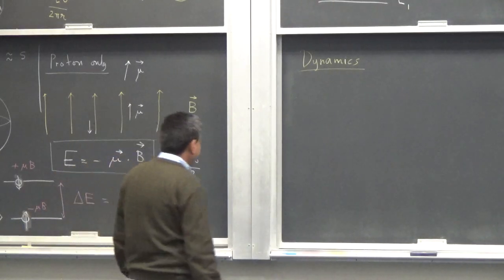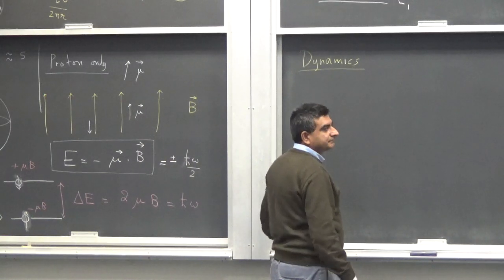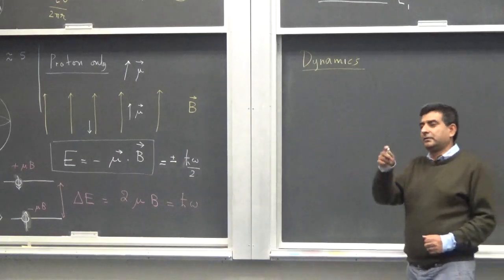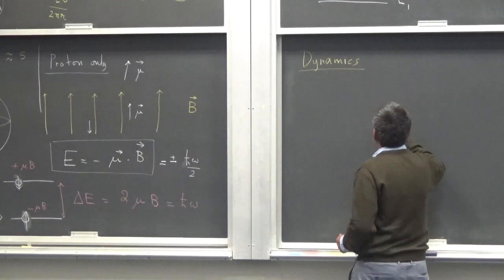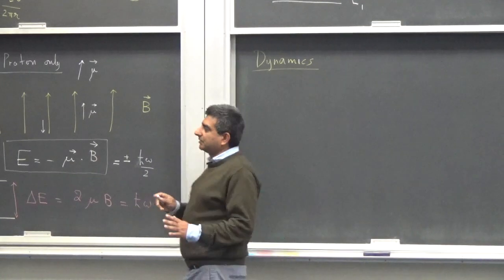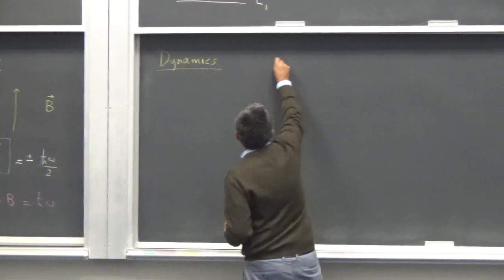So what is the time-dependent Schrodinger equation? Anyone? So give me something simpler. I mean, is this alright?